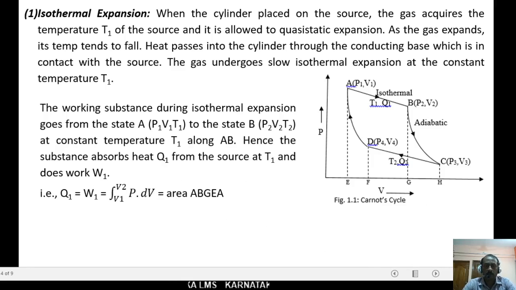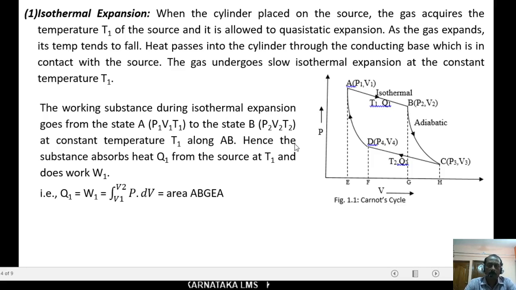The working substance during isothermal expansion goes from the state A, which is at P1 V1 T1, to the state B, which is at P2 V2 T1, at a constant temperature T1 along AB. Hence the substance absorbs the quantity of heat Q1 from the source at a temperature T1 and does work, that is W1.